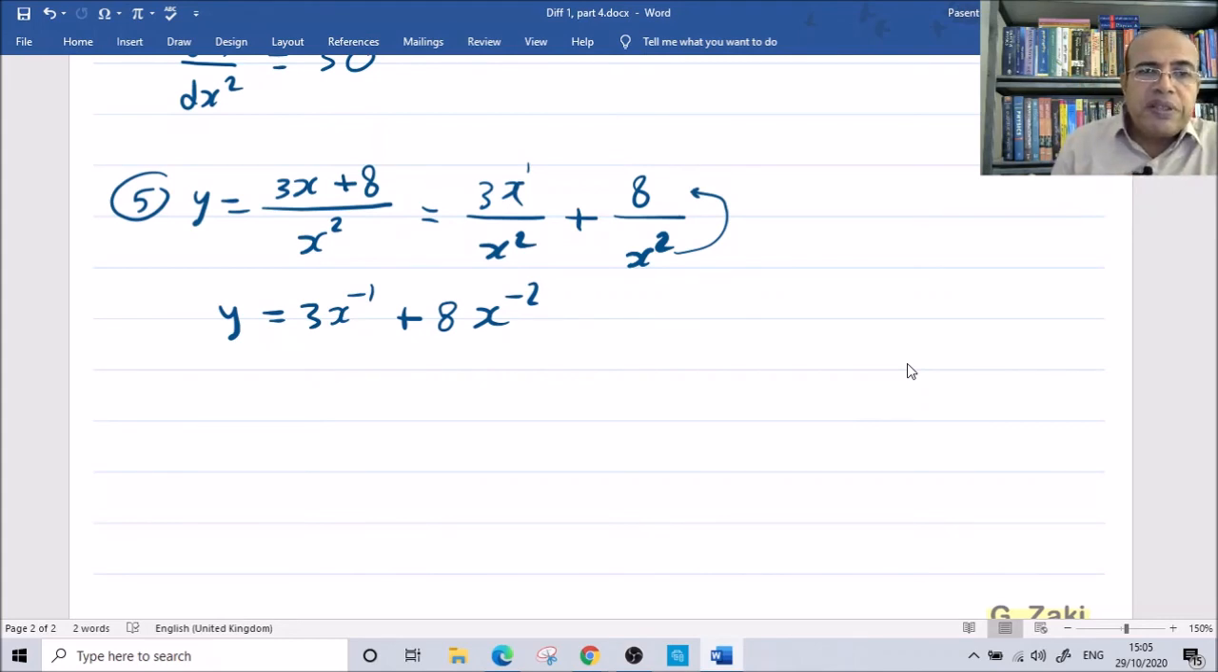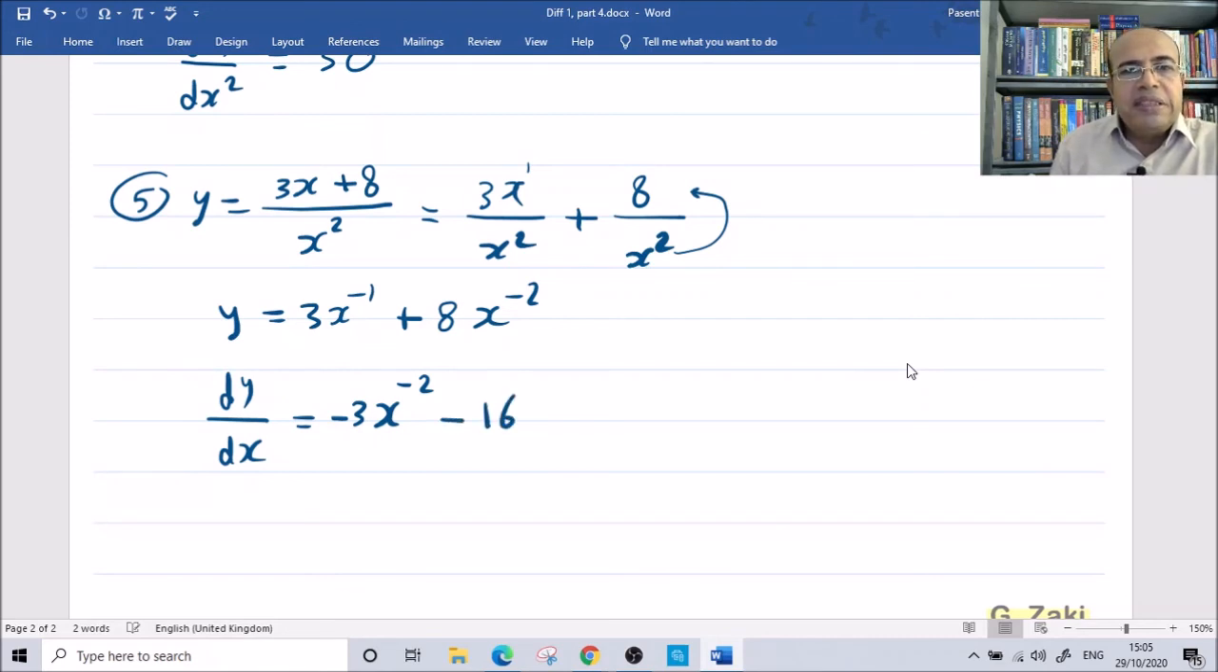Differentiate to get the first order derivative. dy by dx, negative 1 times 3, negative 3. And reduce 1 from the power, negative 1 minus 1, negative 2. Negative 2 times 8, negative 16. Reduce 1 from the power, negative 3. This is the first order derivative.